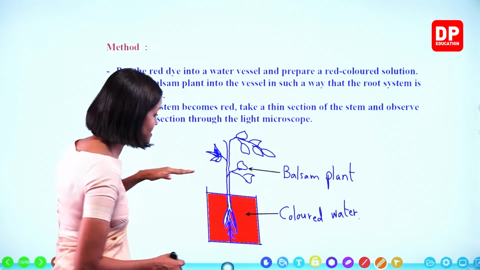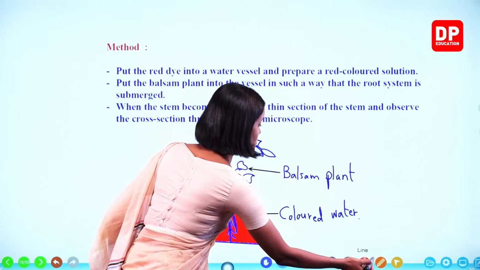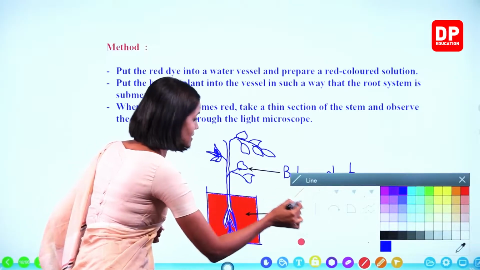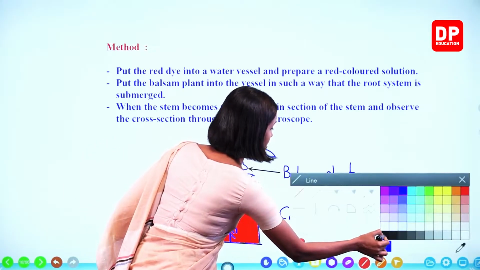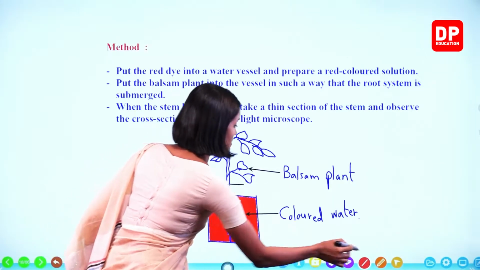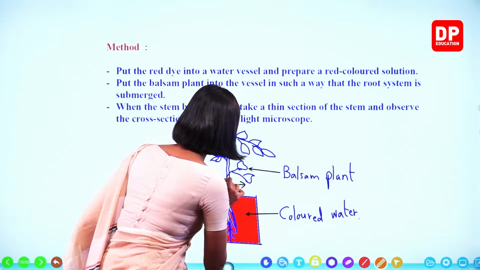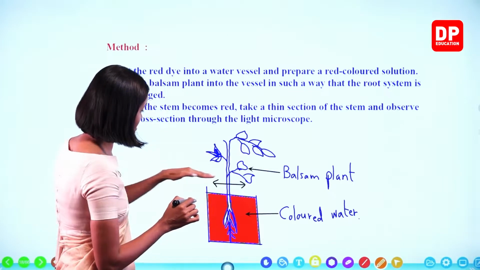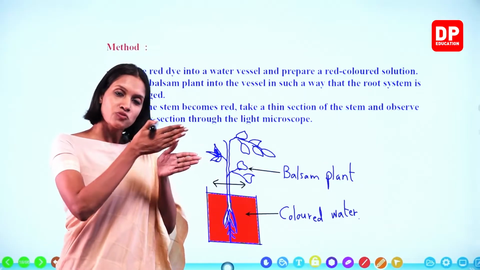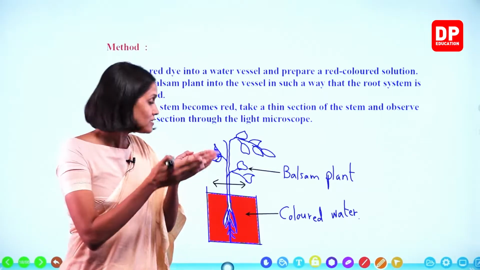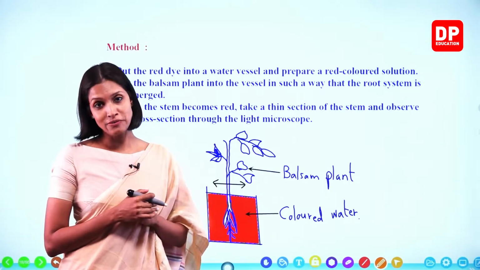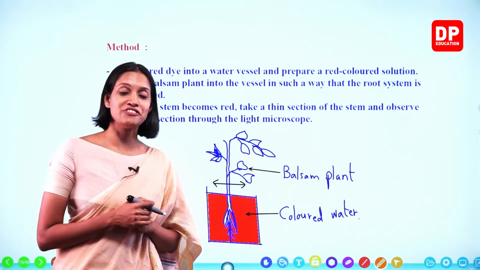You need to take a cross section. What is the meaning of a cross section? You need to cut this stem like this, cross section. Children, you need to cut the stem across like this, and then take a very, very thin part of that stem and observe it under the light microscope. Let's do this activity now.